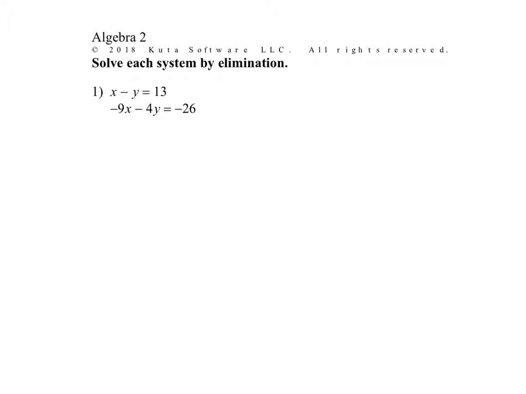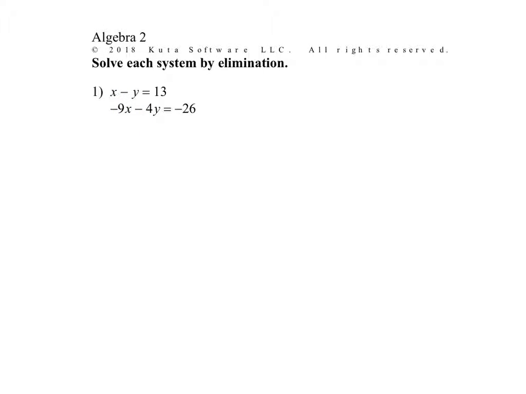So in this video, we're going to be solving systems of equations by elimination. We saw already graphing and substitution. Now we want to add or subtract the equations so I can cancel one of the variables. For that, I need my coefficients to be the same so we can subtract, or opposite so we can add.